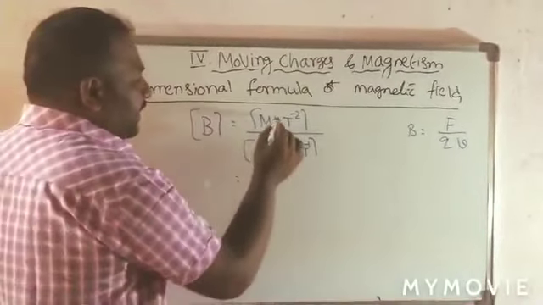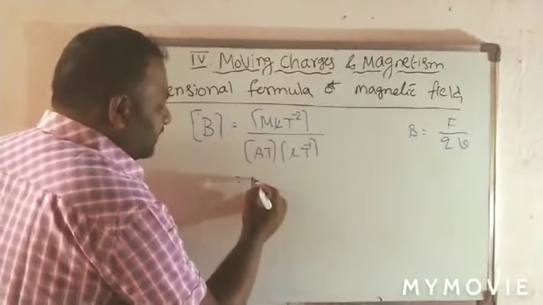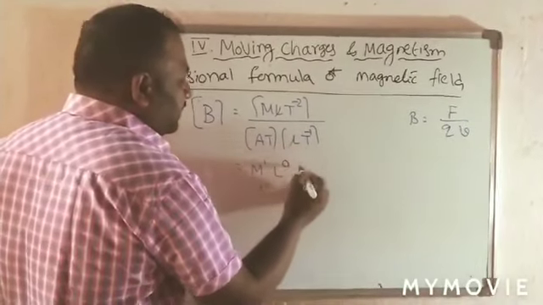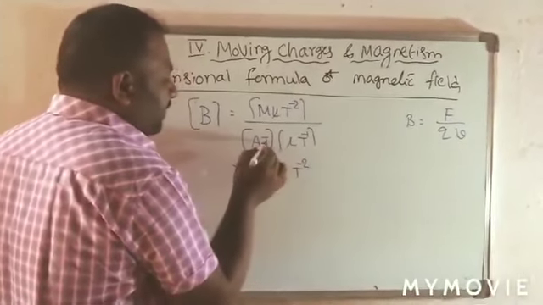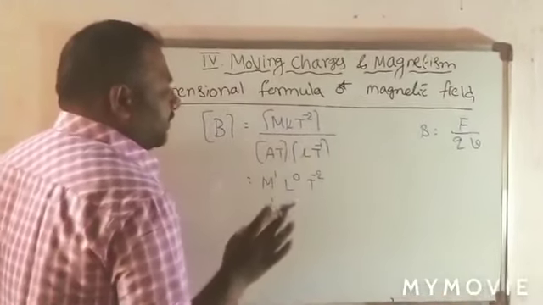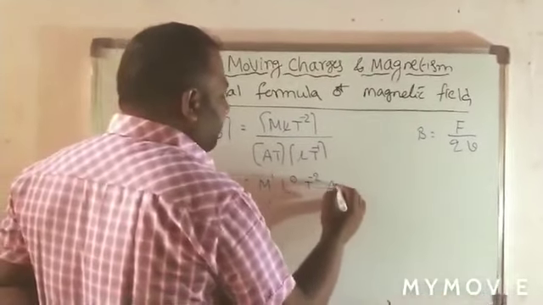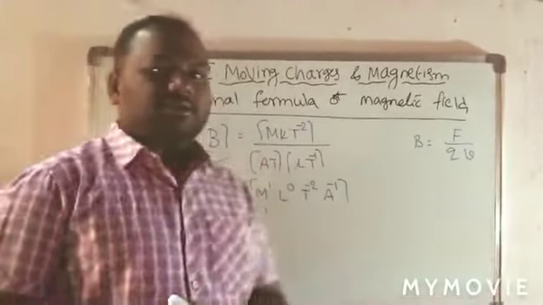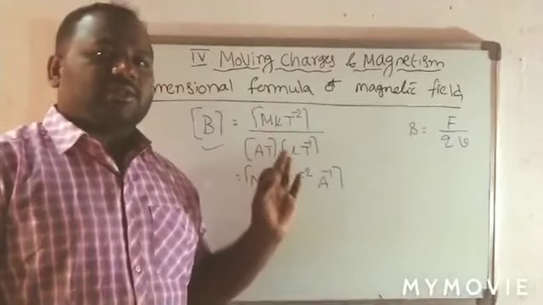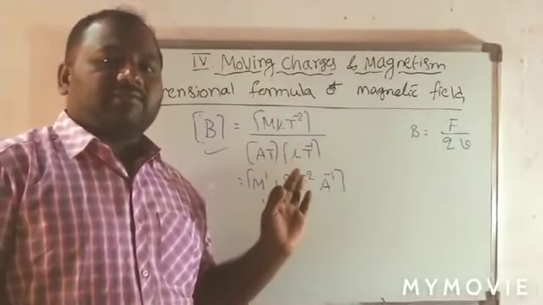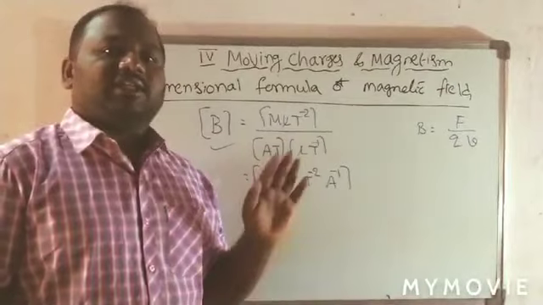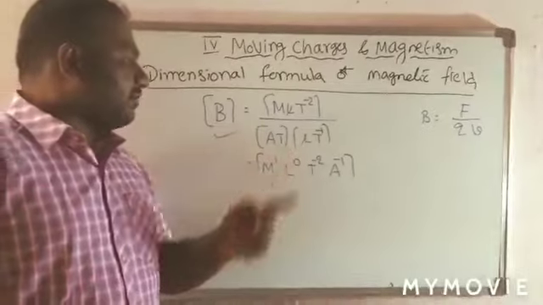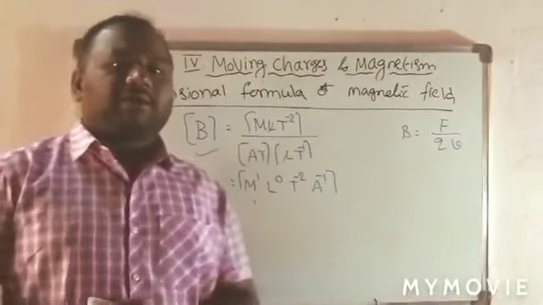By simplifying this, L and L are cancelled, so that is M power 1, L power 0, T power minus 2. Why? Because T and T power minus 1 can be cancelled, and A power minus 1. This is the dimensional formula of the magnetic field. So the unit of force is Newton, the unit of magnetic field is Tesla, or the smaller unit is Gauss, and the dimensional formula of the magnetic field is M power 1, L power 0, T power minus 2, and A power minus 1.